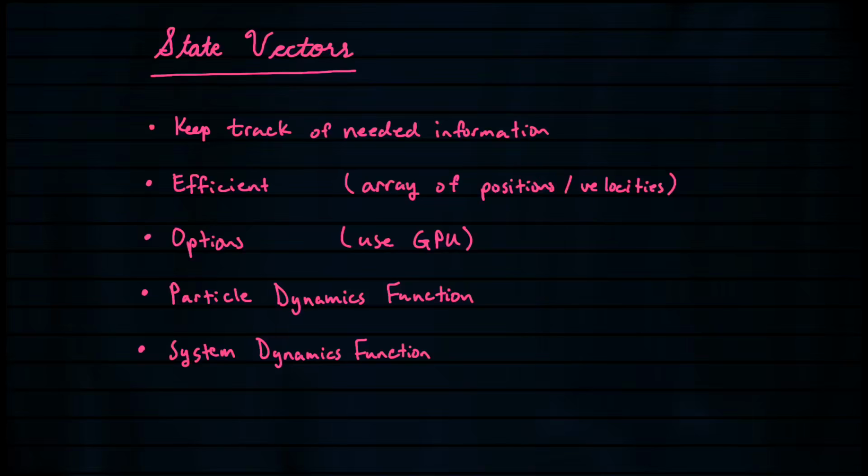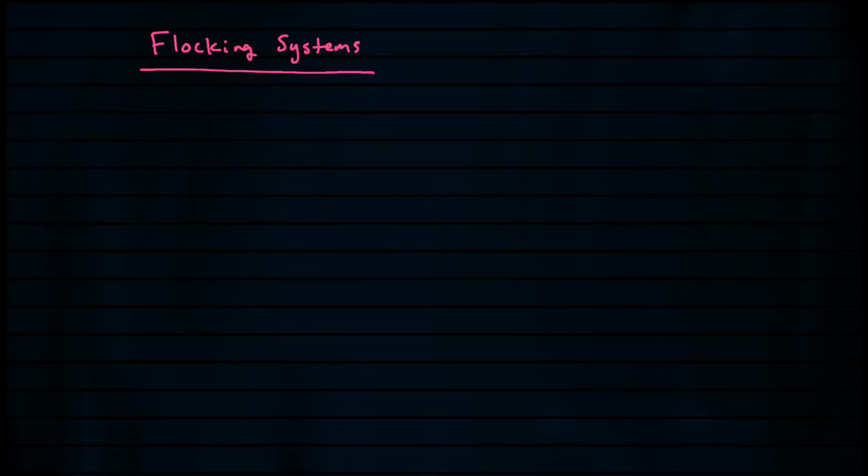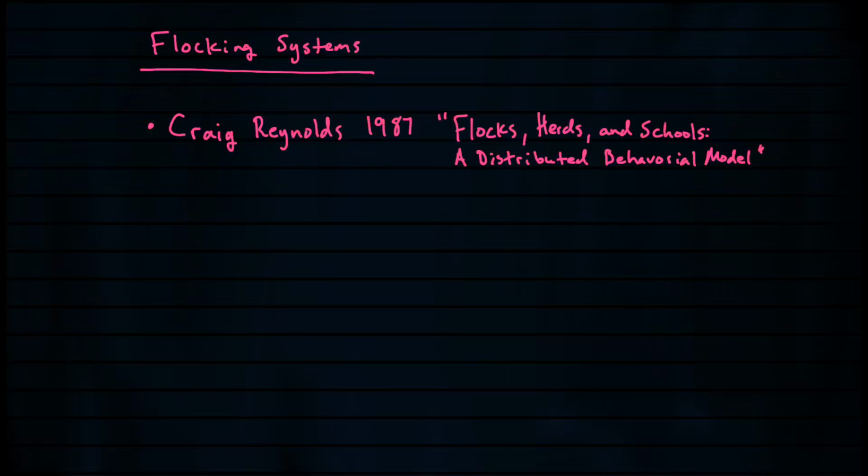And one particular example of using state vectors is with a flocking system. So let's talk about that. Flocking systems are one particular example of particle choreography. And this was introduced, or one of the major people behind it was Craig Reynolds in 1987 in his paper Flocks, Herds, and Schools: A Distributed Behavior Model.